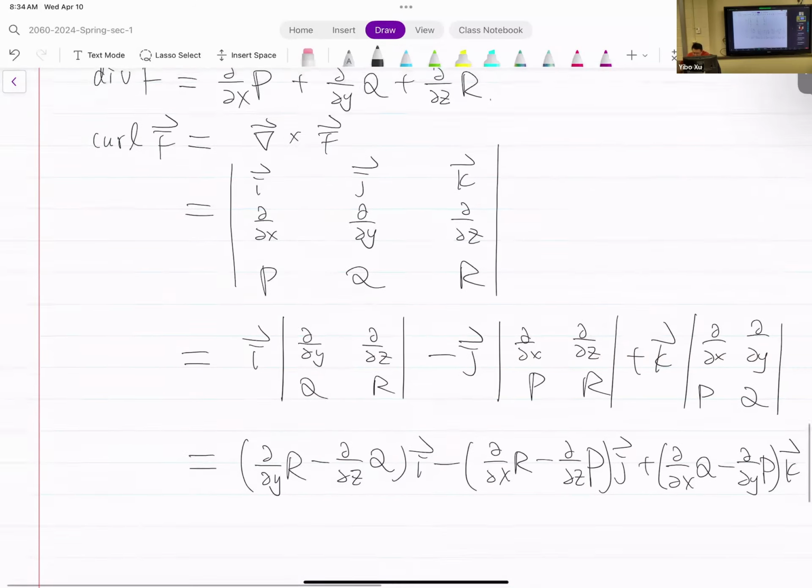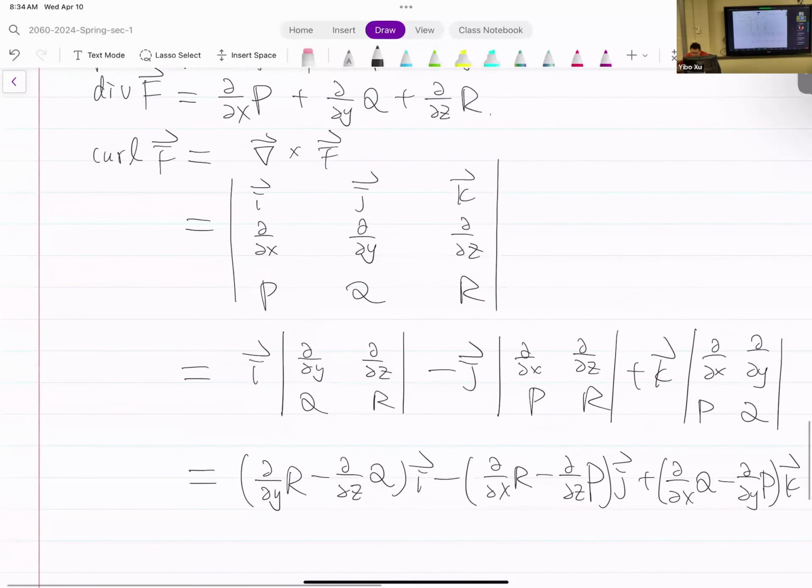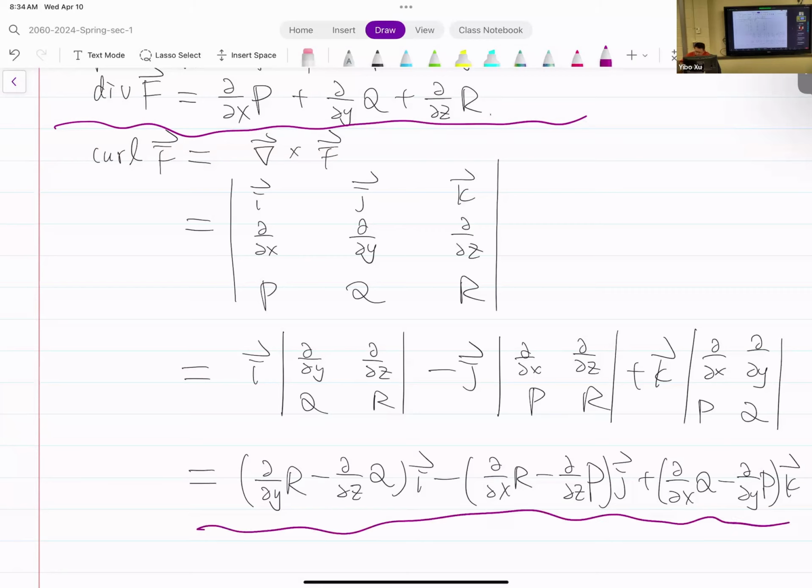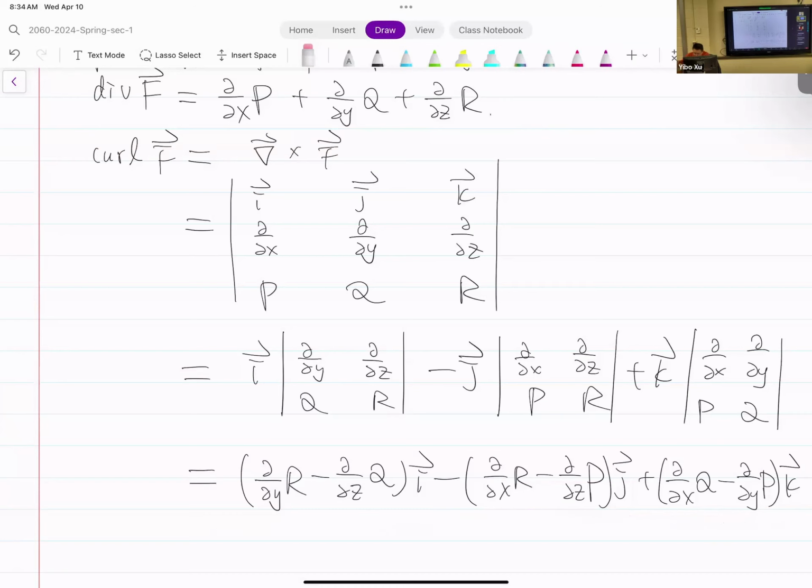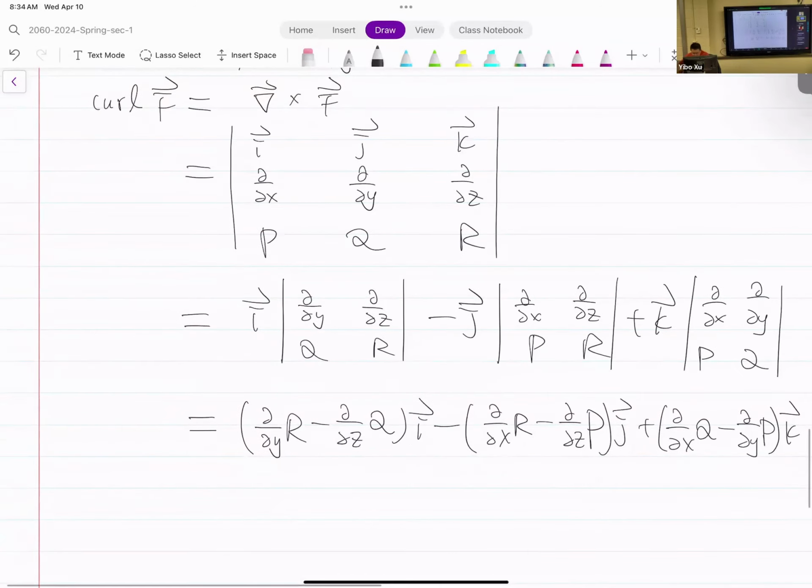And we can see from the above two equations that the divergence always results in a scalar function. P, Q, R are scalar components, and you are doing the partials respectively according to the definition. So this is always a scalar function. And for the curl, it's always giving you a vector field because now it has i, j, k components. Divergence of a vector field is a multivariate function.